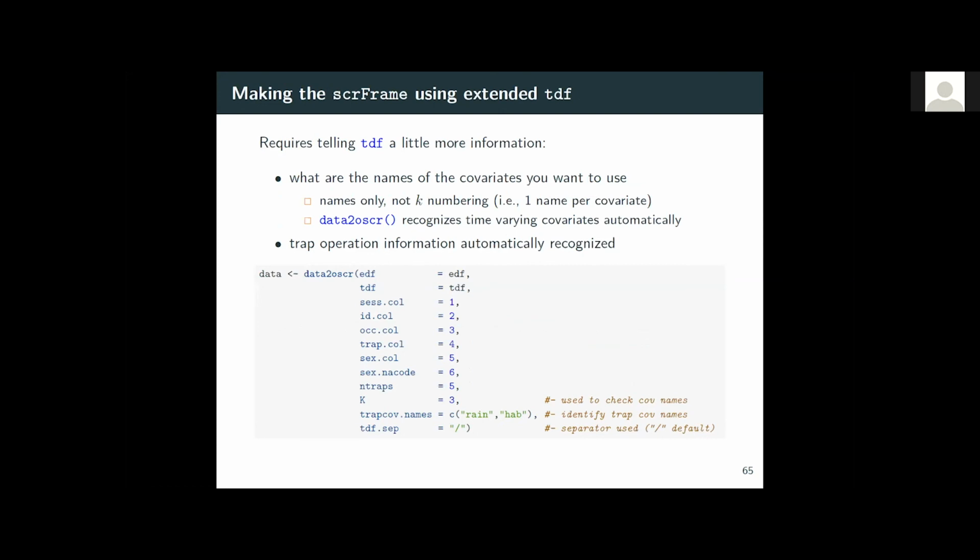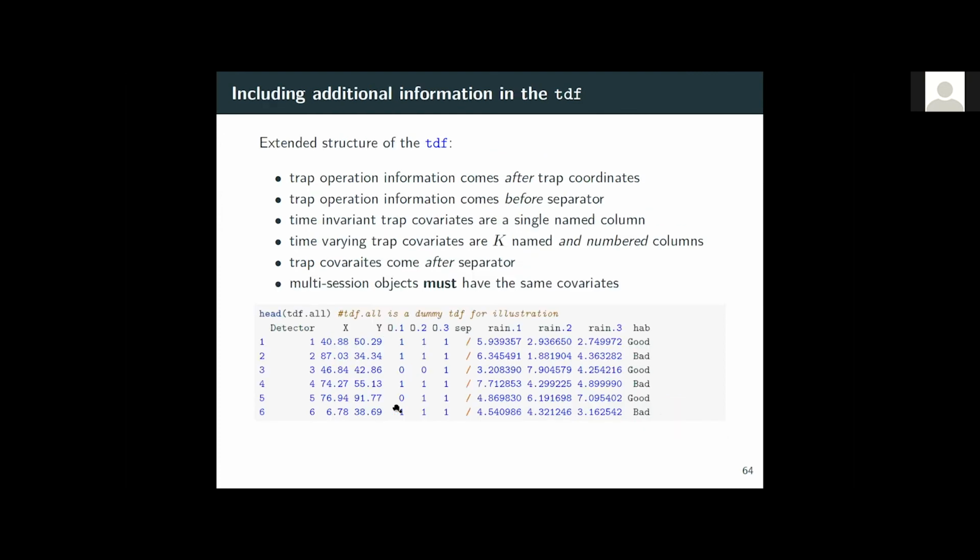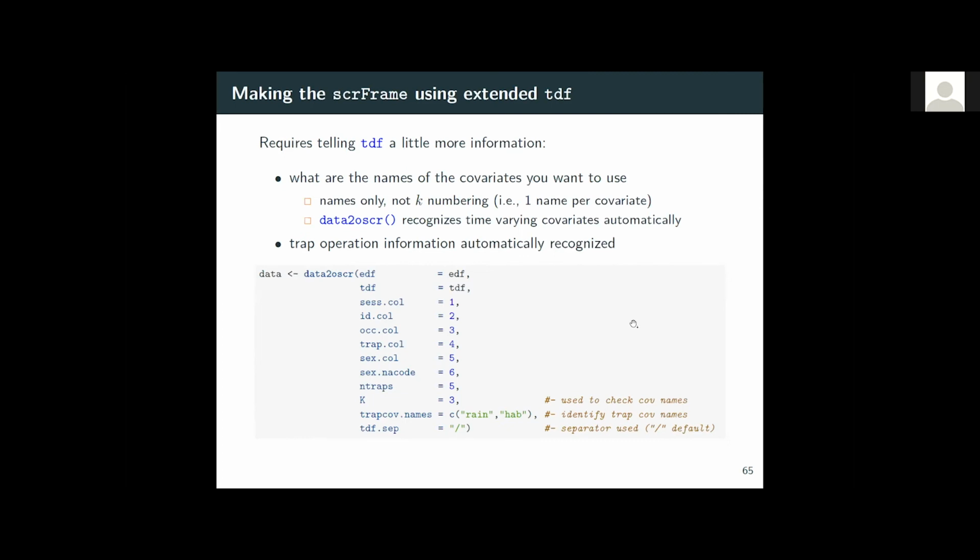Okay, so once you've got your TDF set up, the only difference in creating the SCR frame is these last 2 new arguments, where the first argument specifies the names of the covariates that you want data to oSCR to recognize and format so that they're available for model fitting at a later stage. You'll notice here that we have rain.1, rain.2, rain.3, and HAB. We don't have to provide rain.1, rain.2, rain.3. The indexing is implied, so we just have to supply rain and HAB.